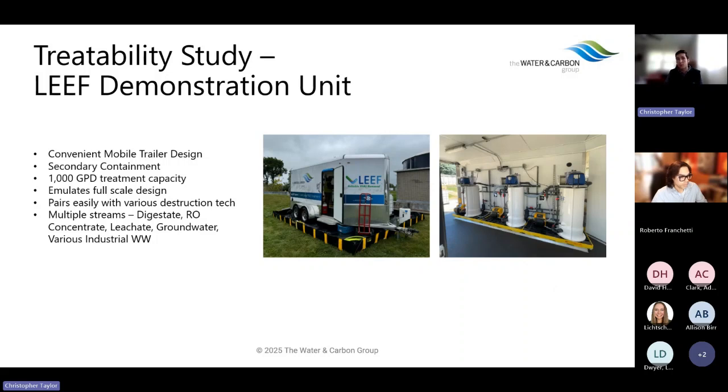Operators like seeing how it works so they have firsthand experience on operation, should full-scale systems be something that they're interested in. This does a really good job of emulating a full-scale design, so it does give that experience. We've tested this on multiple different types of complex waste streams, be it digestate, RO concentrate, leachate, of course groundwater, various industrial applications. This has been battle tested on multiple different types of streams and has been very successful in doing that removal.